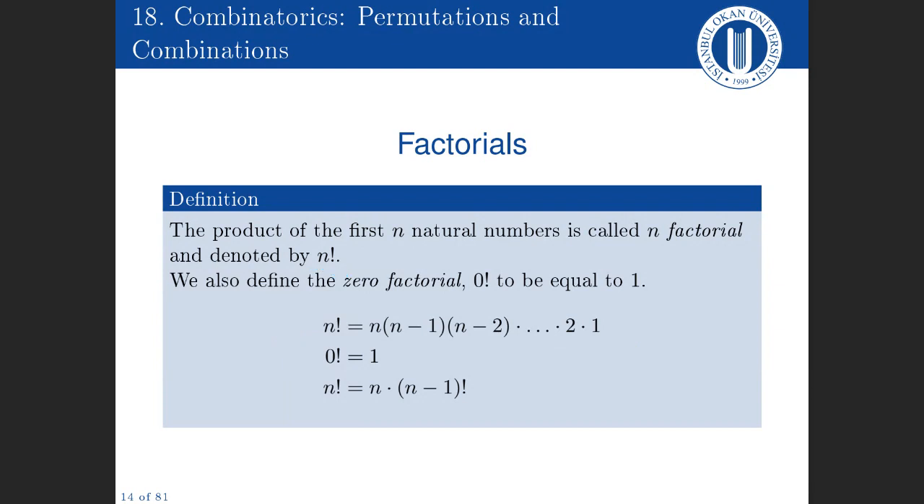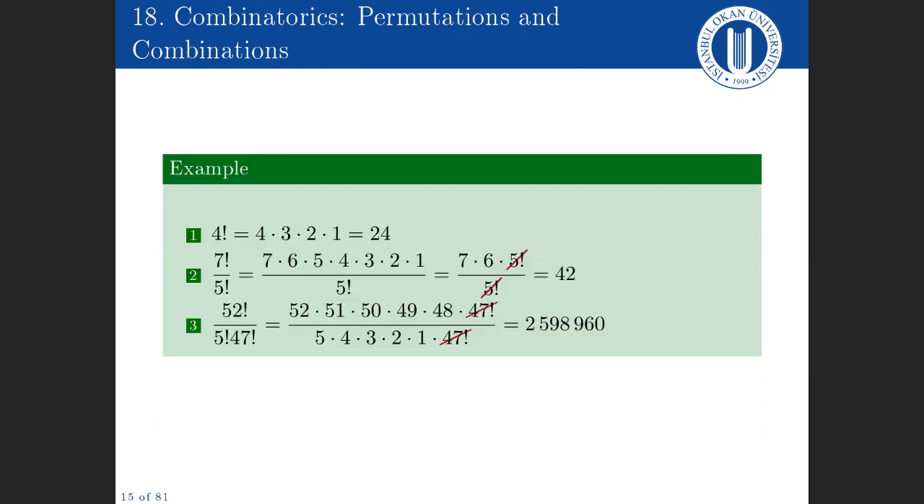There's one more rule. We define 0 factorial to be equal to 1. And then after we've done that, we have the property that if n is 1 or bigger, n factorial is n multiplied by n minus 1 factorial. So for example, 4 factorial means 4 multiplied by 3 multiplied by 2 multiplied by 1, which is 24.